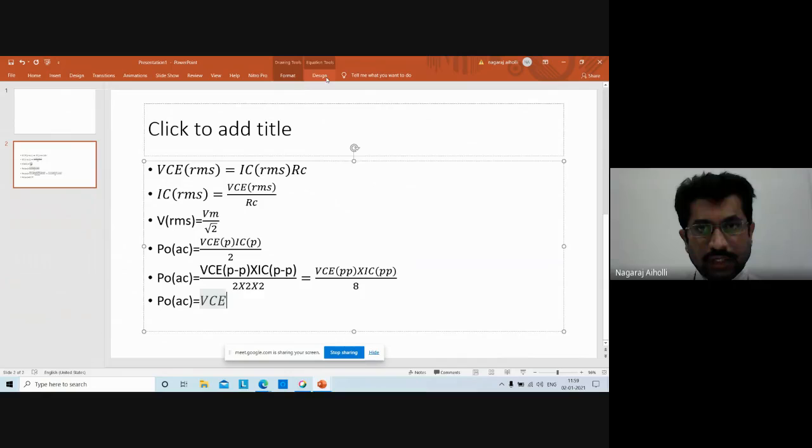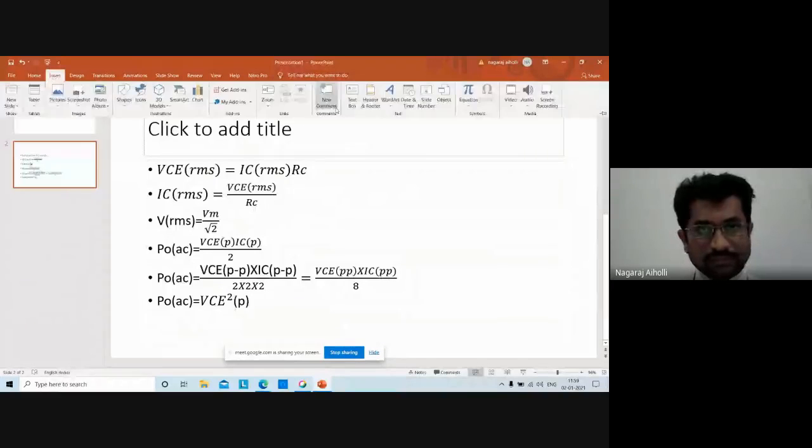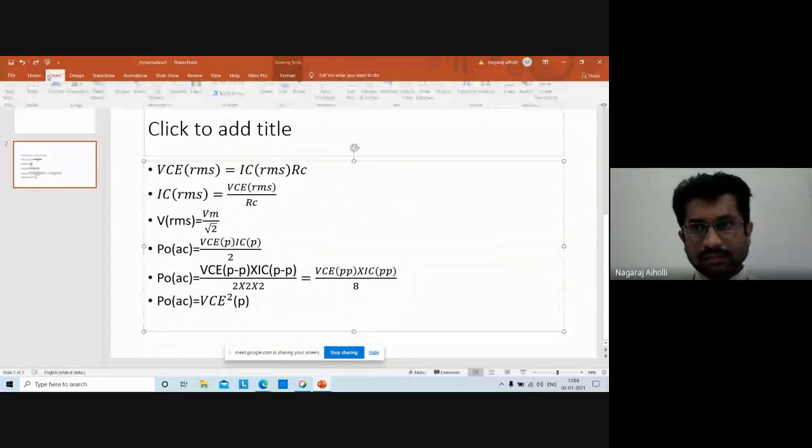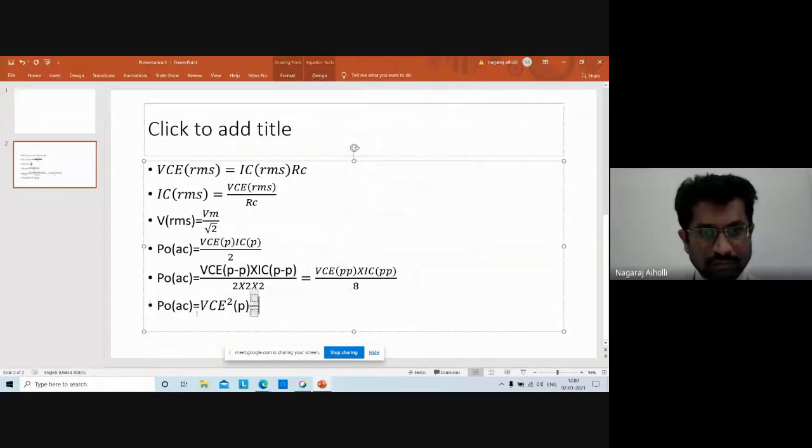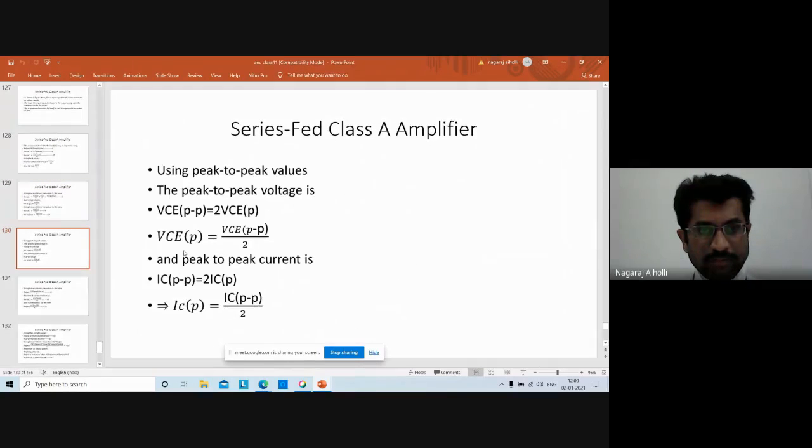P naught AC is equal to VCE square peak divided by 2 RL. Fine. Now what is VCE peak? It is peak to peak divided by 2, correct? This is the equation that is there here. P naught AC is VC square peak by 2 RL. Let us express VC peak as VC peak to peak divided by 2.